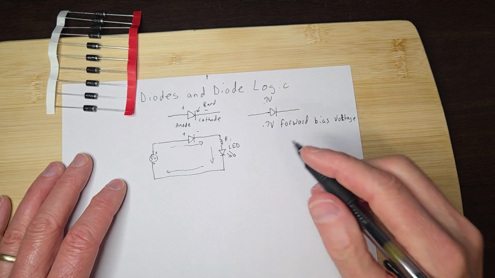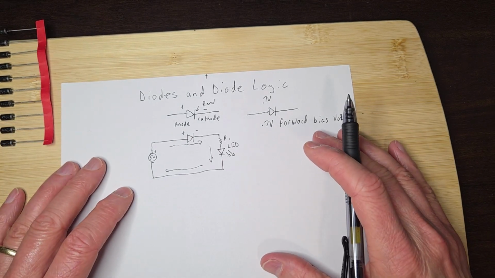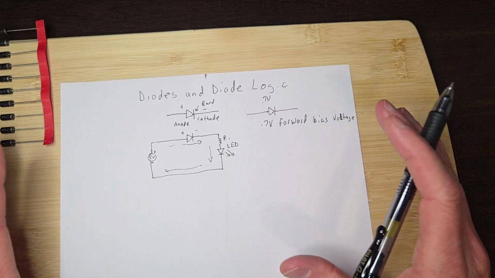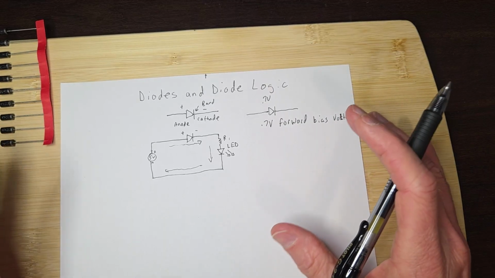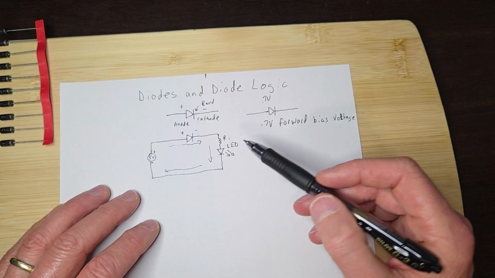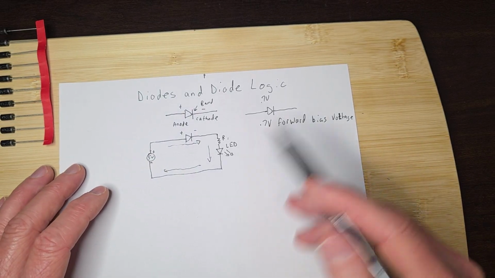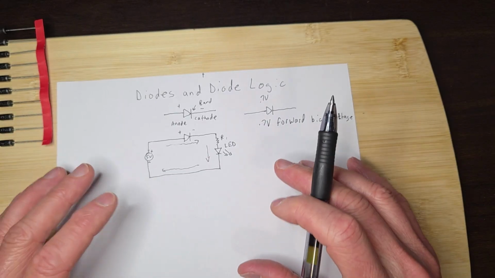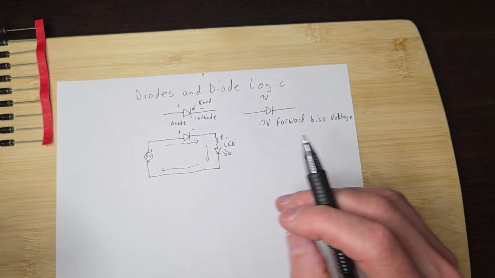Also, diodes can be used, and we'll talk about it maybe in another video, in a circuit to convert alternating current to direct current. That's why we call them rectifiers. They actually rectify an alternating signal. With the use of capacitors and so forth, you can build a little power supply where you take AC voltage and turn it into DC voltage.